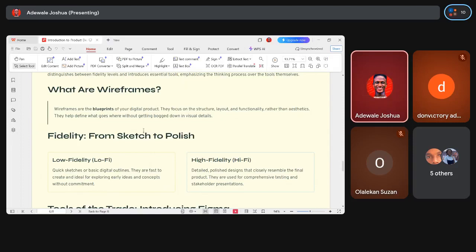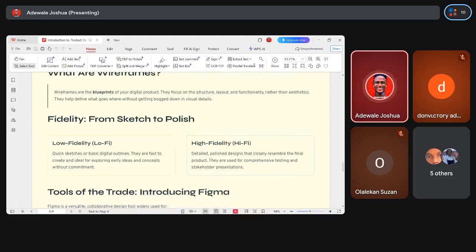So yeah, wireframes are the blueprint of your digital product. They focus on the structure, the layout, the functionality. So it is just the structure, the layout, and the functionality. This goes beyond your colors, your aesthetics, the beauty, or whatever you could have.